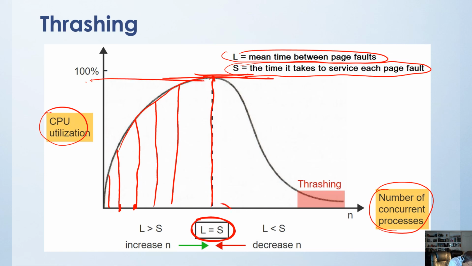Now, if you keep increasing the number of concurrent processes, then the CPU utilization starts to fall, because after you pass that point, the CPU spends more time doing page faults. So we spend more time moving pages between the memory and the disk space, the virtual memory space. And eventually you reach the point where the CPU is pretty much doing nothing. That's the thrashing.